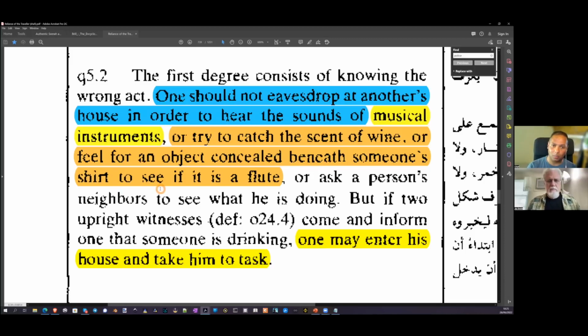Now, this does not only apply to flutes. This applies to many, many things. They're just using this as an example. Nor should you ask a person's neighbors to see what he is doing. But if two upright witnesses come and inform one that someone is drinking, one may enter his house and take him to task. In other words, you can break into someone's property and take him to task.